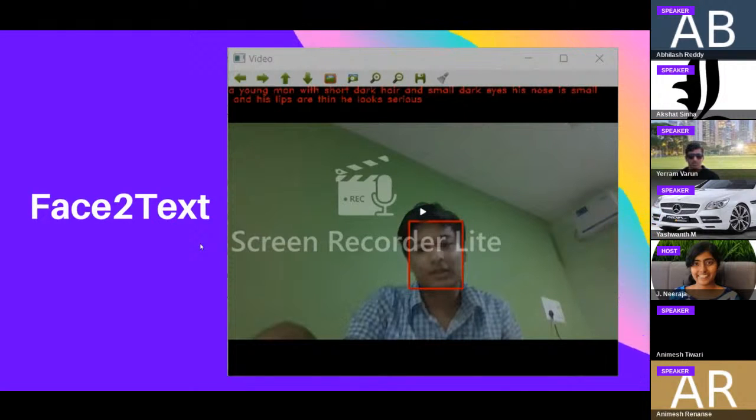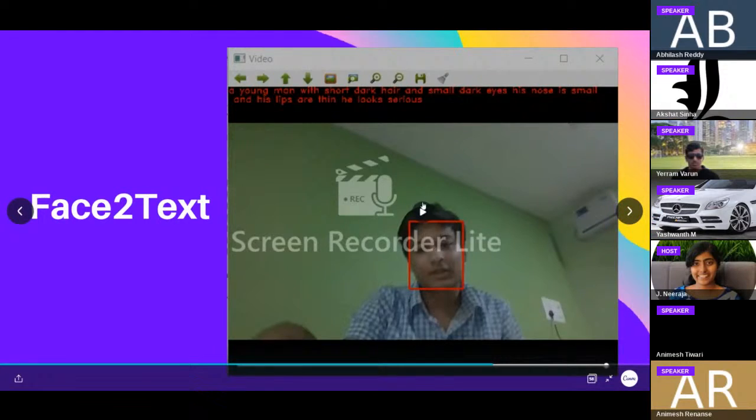So this is a combination of applications of both computer vision and natural language processing. Your input is an image, which is related to vision, and the output is a sentence, which is related to natural language processing. So this project is at the intersection of both of them. Next one.